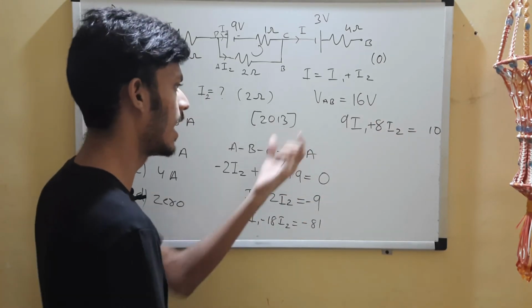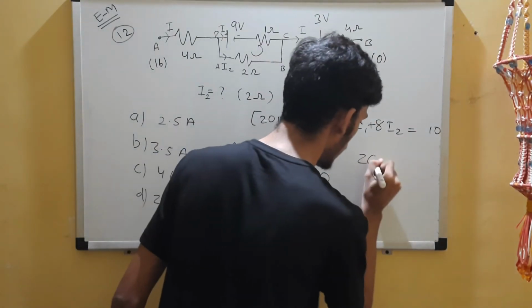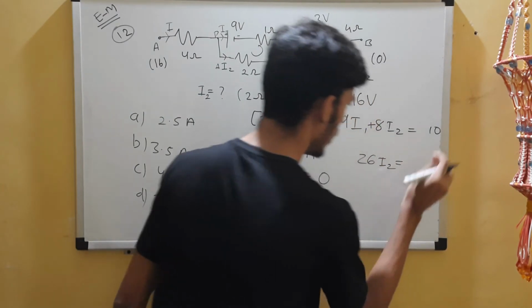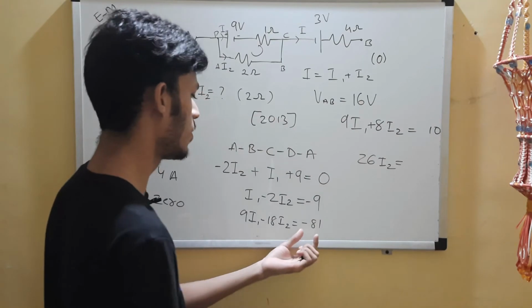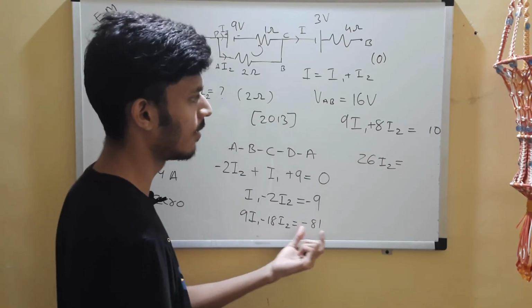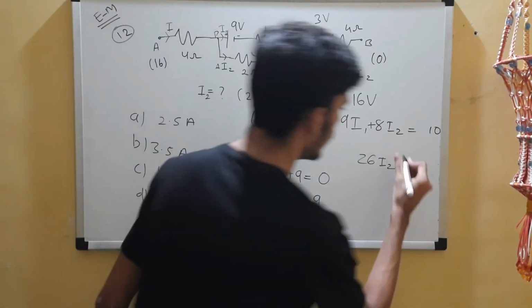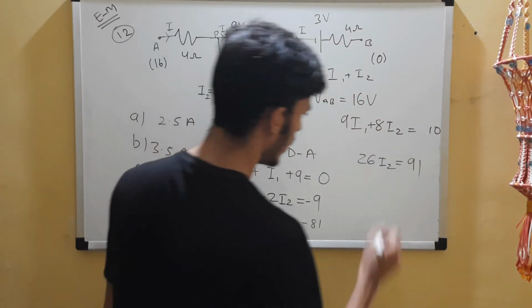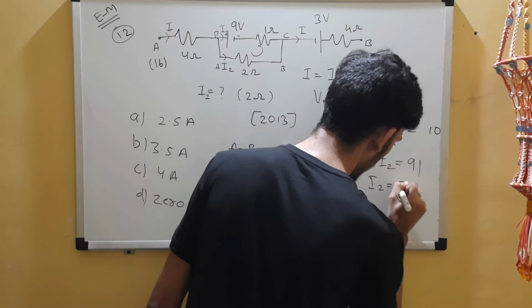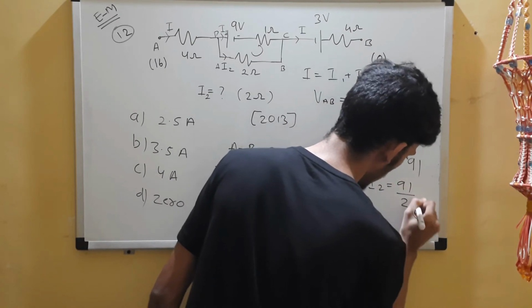Okay, so this will be added. 18 plus 8, that will be 26 I2. Now 10 again subtracted, so this will be added to that, minus of minus 81, so plus 81, that will be 91. 81 plus 10, that will be 91. I2 is equal to 91 divided by 26.